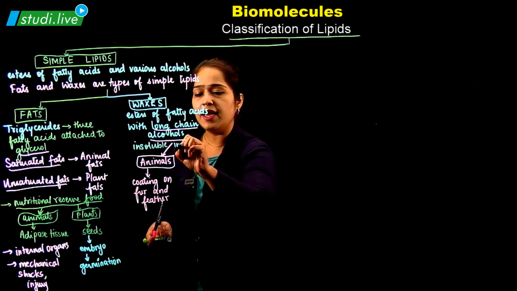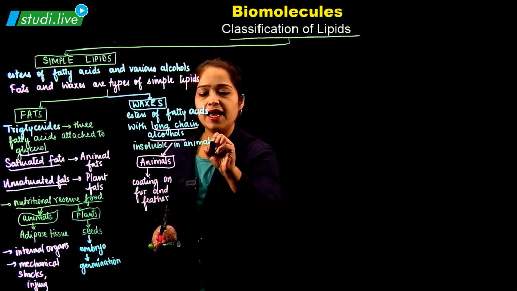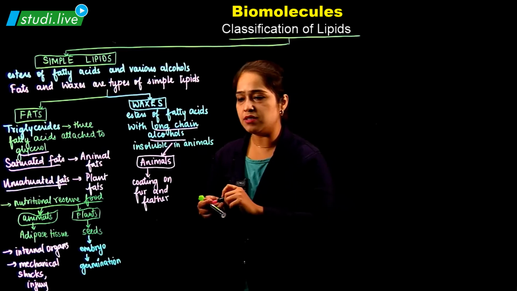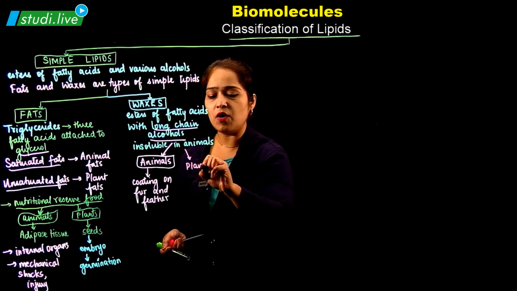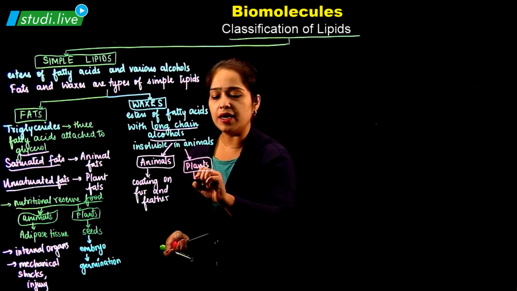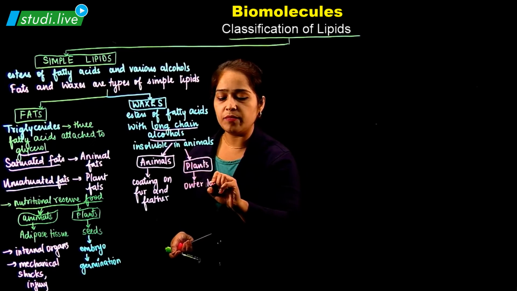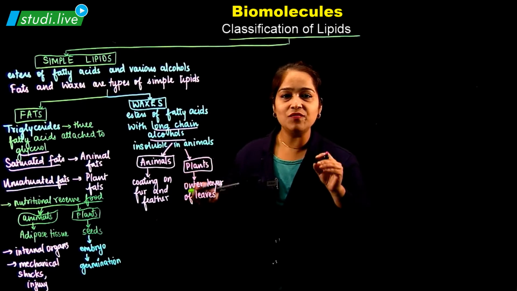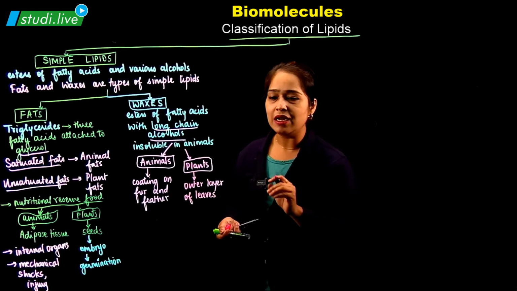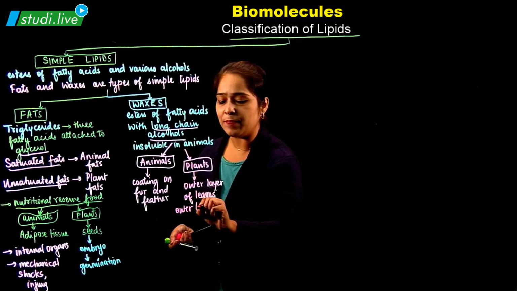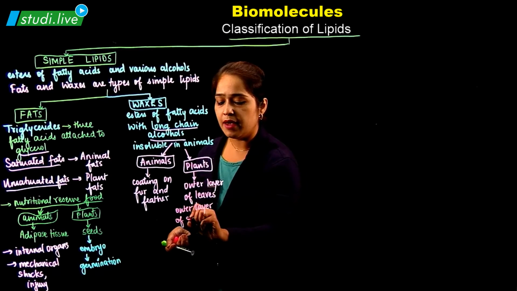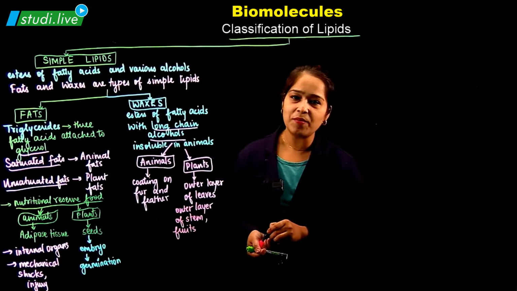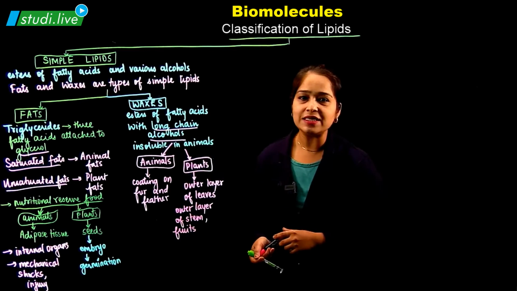In animals, for example, it is present in the hair, the fur of the dog, and in birds it is present in feathers. In plants it is present on the epidermis, the outer layer of leaves. The epidermis of the leaves has a wax coating, the cuticle. Then it is present in the outer layer of the stem, and as a coating on fruits. So this completes our first topic, simple lipids.